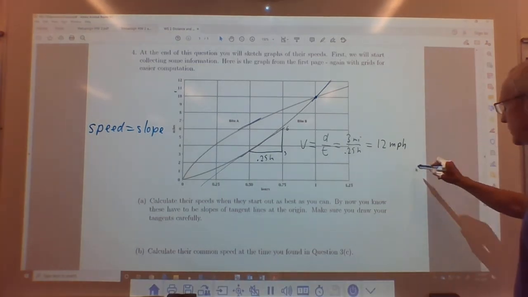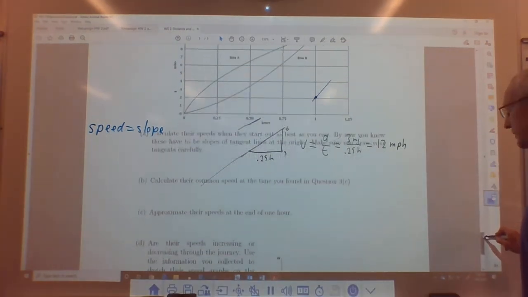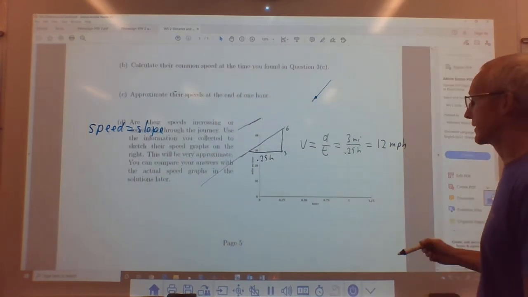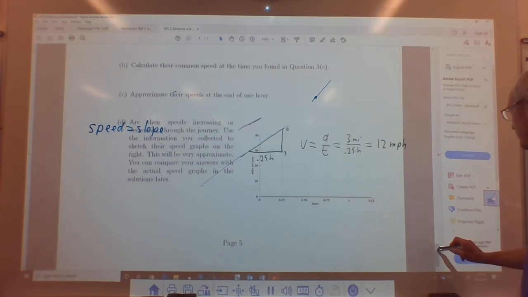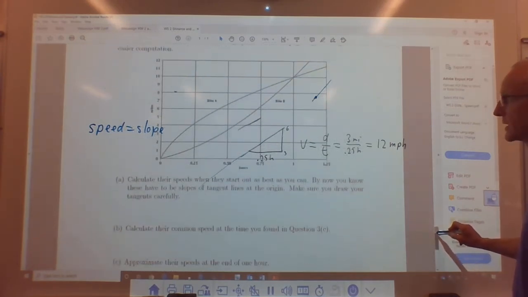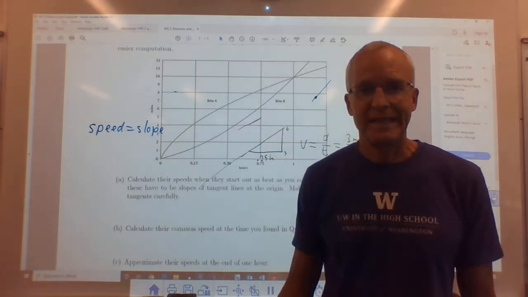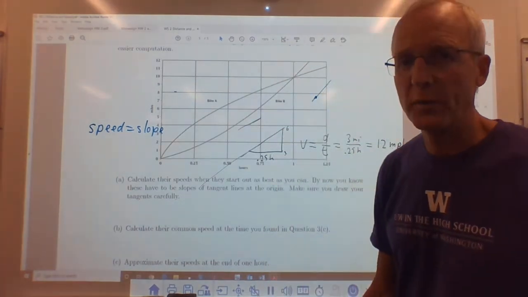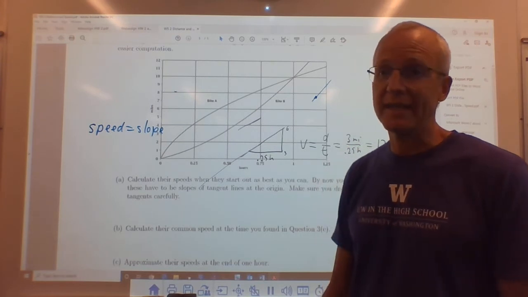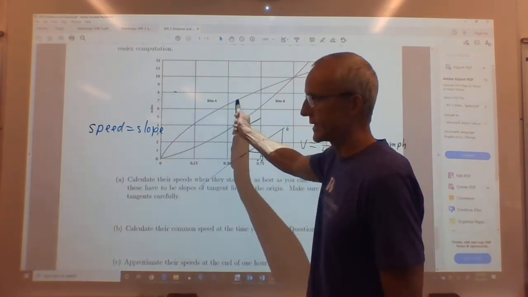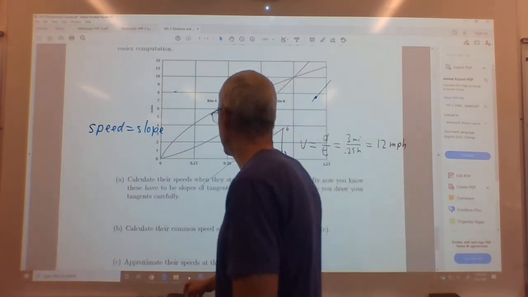Okay, so then let's go down a little bit. Approximate their speeds at the end of 1 hour. So now we just do that again. The whole point is we're trying to get good at approximating tangent lines. What is the slope at an exact point? And they're trying to get you to see it's kind of impossible, so you do the best you can. All you can really do is 2 points and then measure carefully. At 1 point, you just do the best you can.